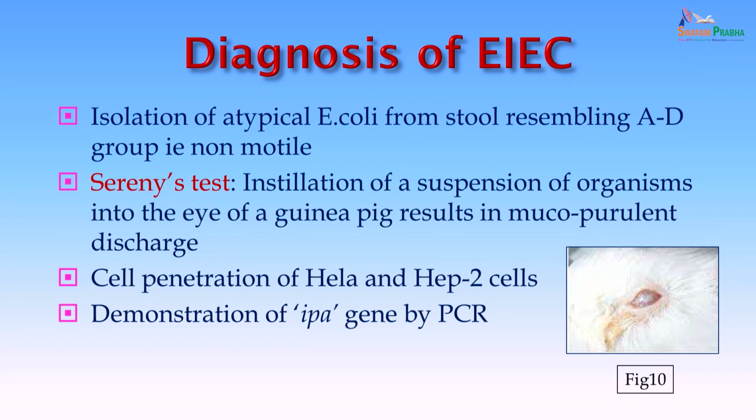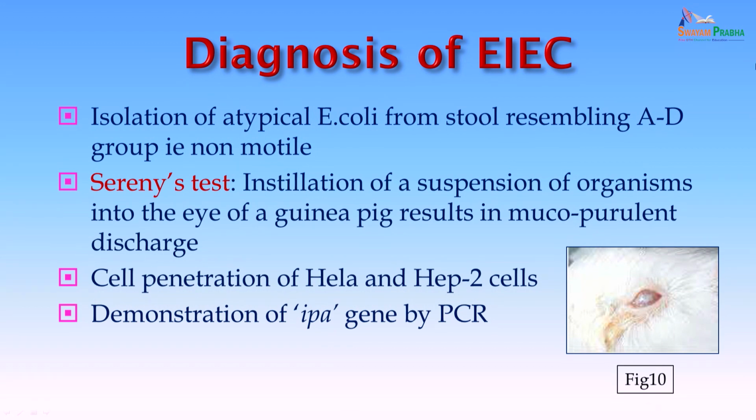Now, this was originally diagnosed as enteroinvasive E. coli by using an animal pathogenicity test called the Sereny test. So, there was instillation of a suspension of organisms into the eye of a guinea pig, resulting in mucopurulent discharge in the eye. In this picture, you can see the eye of the guinea pig with the mucopurulent discharge.